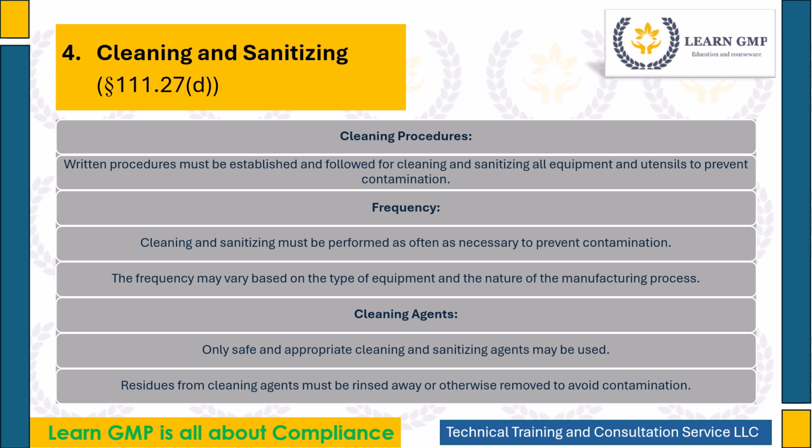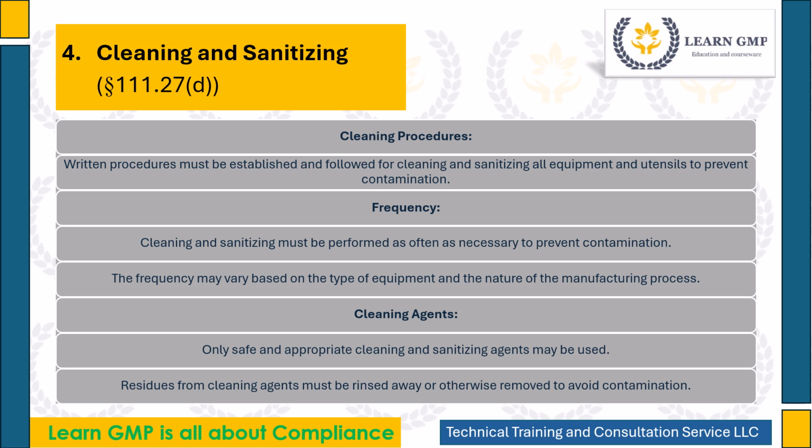Cleaning and sanitizing, Section 111.27d. Cleaning procedures. Written procedures must be established and followed for cleaning and sanitizing all equipment and utensils to prevent contamination. Frequency. Cleaning and sanitizing must be performed as often as necessary to prevent contamination. The frequency may vary based on the type of equipment and the nature of the manufacturing process.